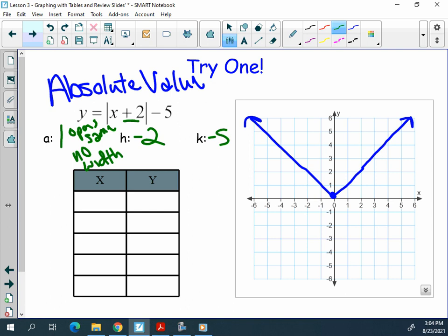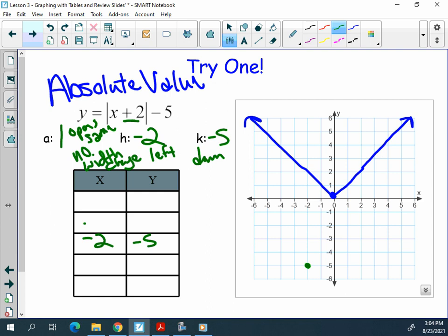Even if it was negative 1, there'd be no width change. When is there a width change? 1/2, 5, negative 4, negative 2/3. Those would all give me some form of width change. Okay, so negative 2 means we're moving to the left for h, and then down 5. So I move to the left 2, down 5. There's the bottom point of my V.